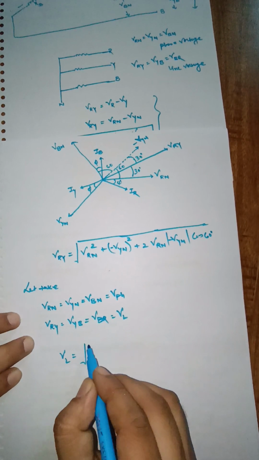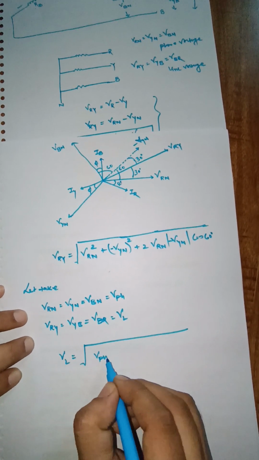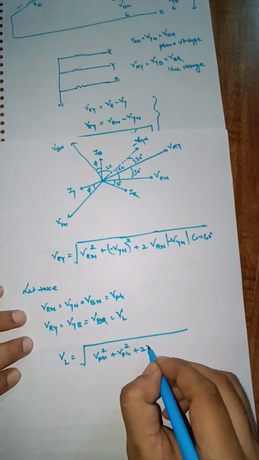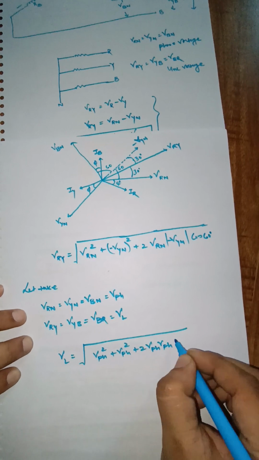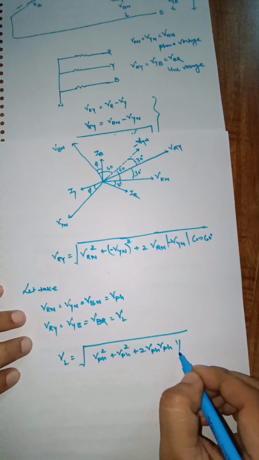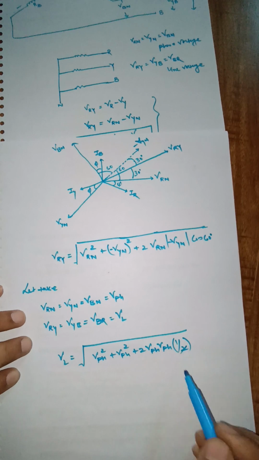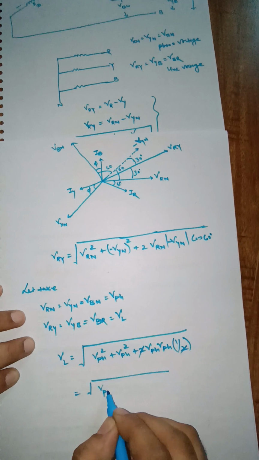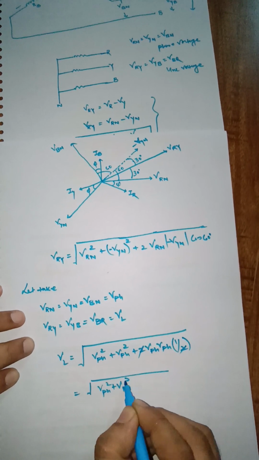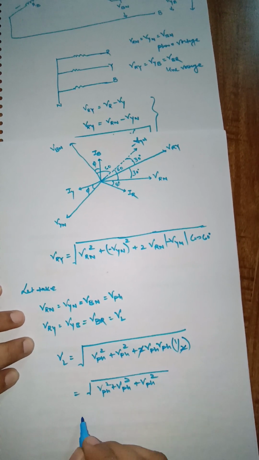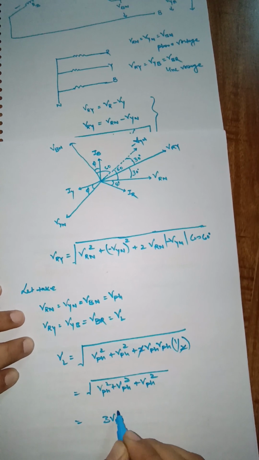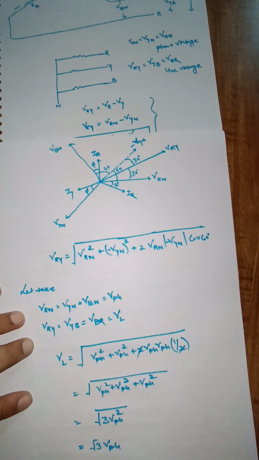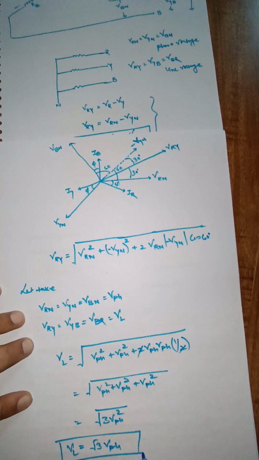VL will be equal to the square root of VPH square plus VPH square plus 2 VPH VPH cos 60. Cos 60 is equal to what? 1 by 2. So put the value of cos 60. So this 2 will get cancelled out with this 2. So it will be equal to VPH square plus VPH square plus VPH square, which is 3 VPH square. So finally we will get root 3 VPH, which is equal to VL.